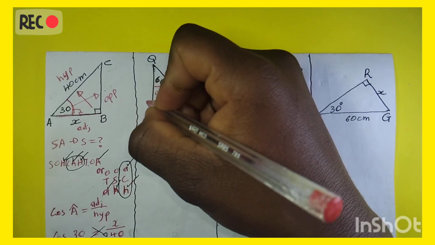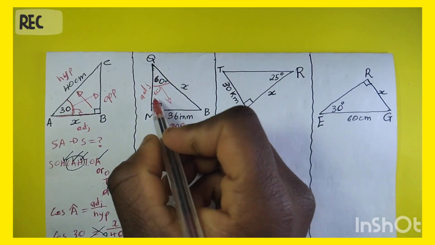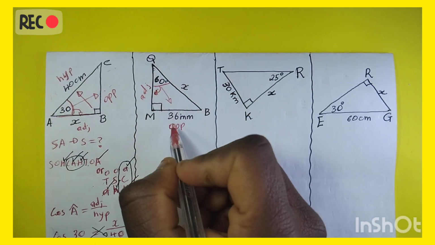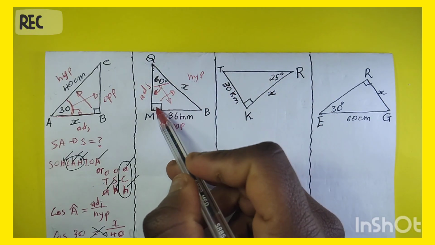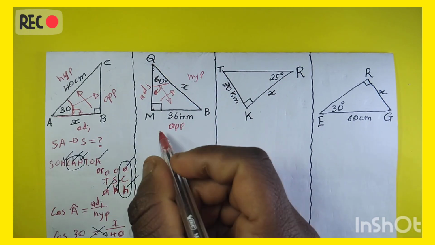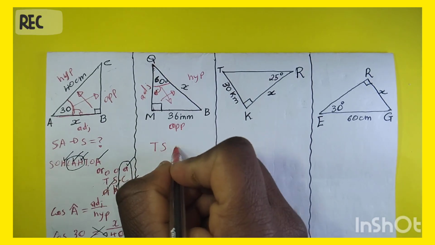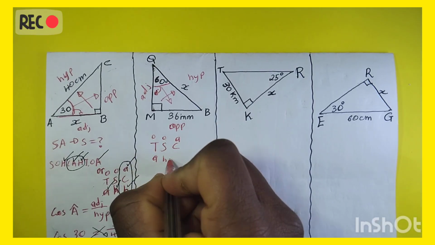And this one there is what you call adjacent, because it is the side which is next to the angle. But this one is opposite the angle. This one, guys, all the time it will be the hypotenuse, because it is opposite the 90 degrees. Do you see? Since this is a right angle triangle, you can just say TSC. That's A, O, O, H, H.